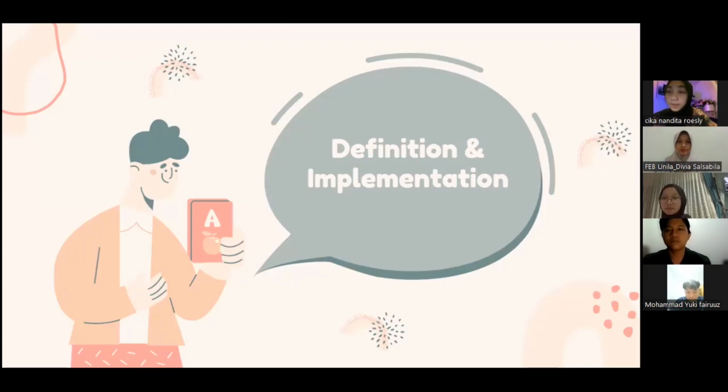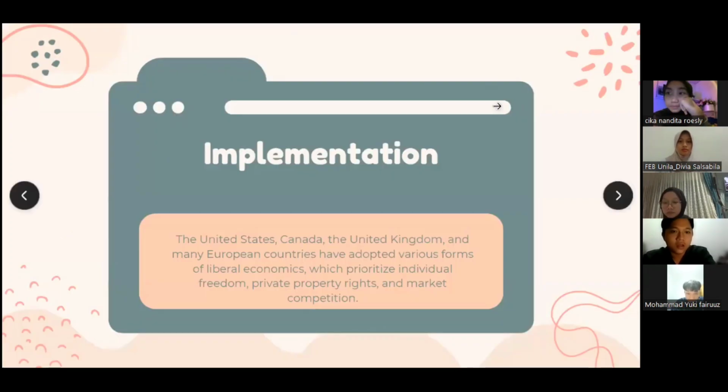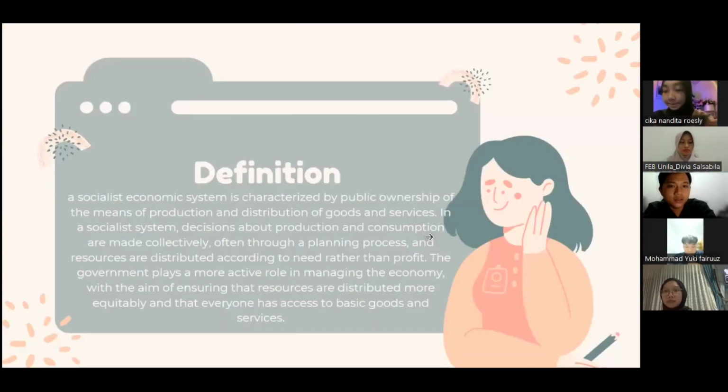Move to the first topic, definition and implementation, which will be presented by Arif. Arif, you can start. Implementation. The United States, Canada, the United Kingdom, and many European countries have adopted various forms of liberal economics which prioritize individual freedom, private property rights, and market competition. And the next slide is definition.